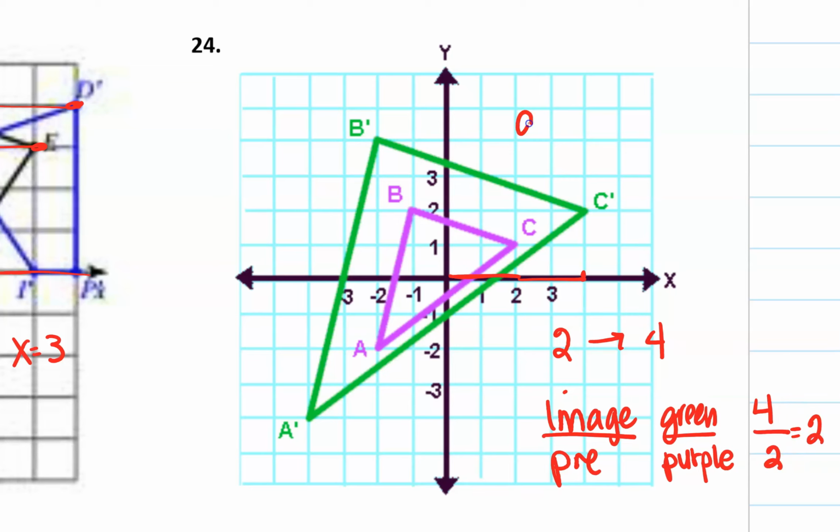So we could say it is a dilation. I always spell that wrong. Dilation with a scale factor of 2. So the purple one is twice as big as the green one.